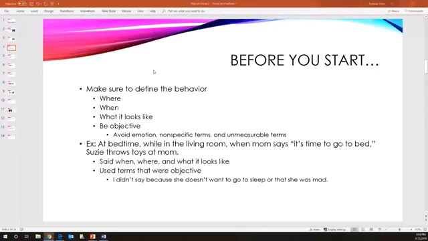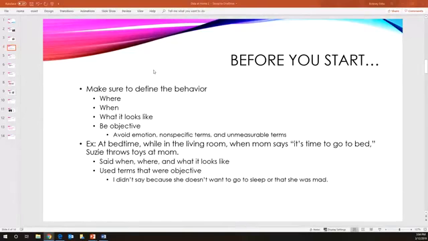And when I say what does it look like, I want you guys to be objective with this. Don't use really broad terms. A lot of the time we use tantrum, and what a tantrum looks like to me may not look the same to you. So we want to define those behaviors in such a way that a stranger could watch the behavior occur and know that's what you meant.